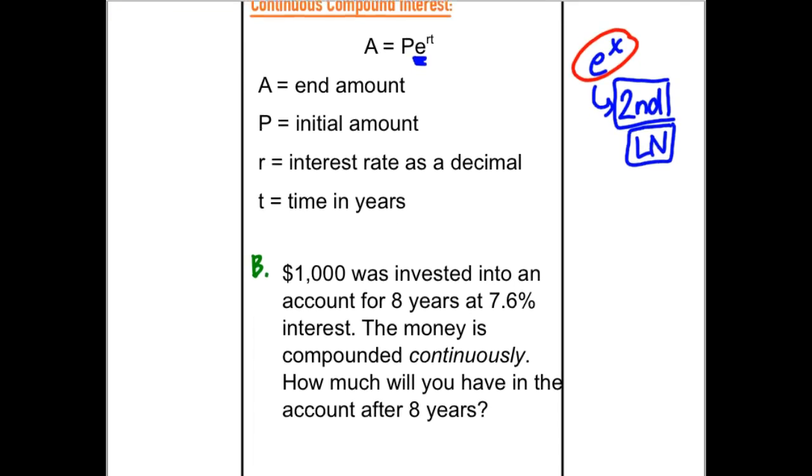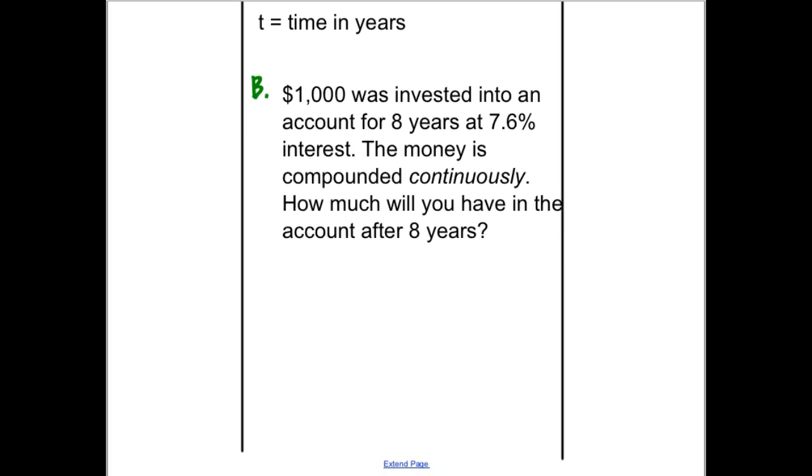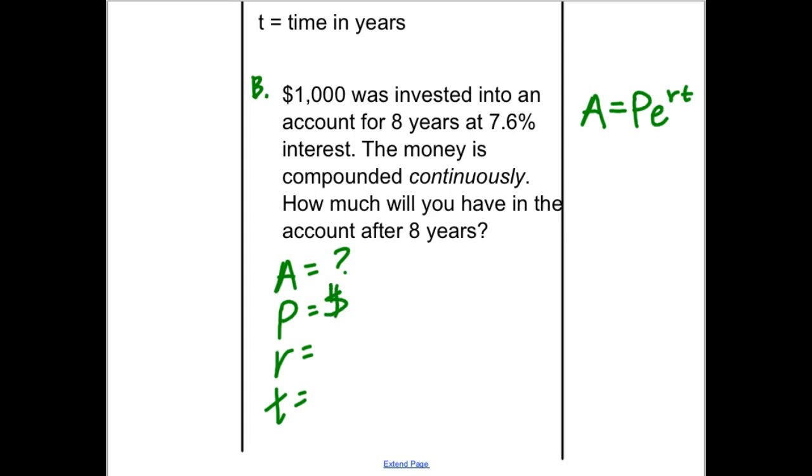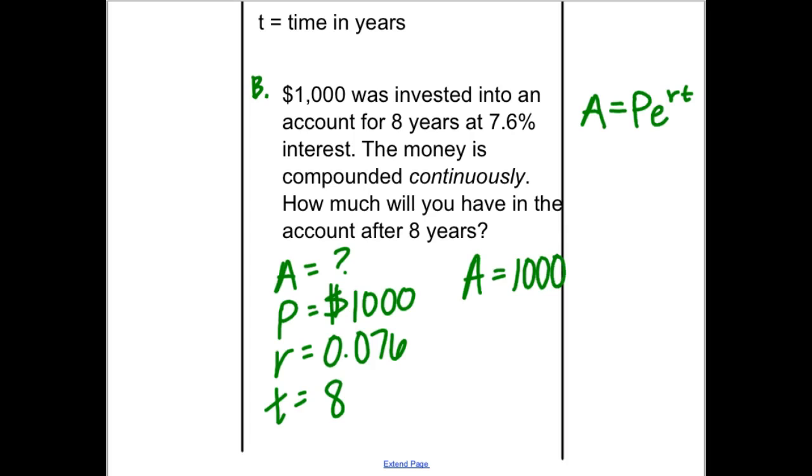So we have, for trying it out, and this is another one you can just put right in the function. So I'm going to write down here A equals P times e to the RT power. So I need A, P, R, and T. So A, we don't know. Now this time we're investing $1,000, and we invest for 8 years, and still at 7.6%, so 0.076. So when we put this into the function, it's A equals 1,000 times e to the 0.076 times 8 power. And it's easier if you just put parentheses around the 0.076 times 8, because some of you are going to end up rounding.